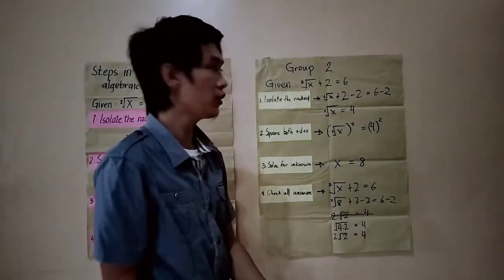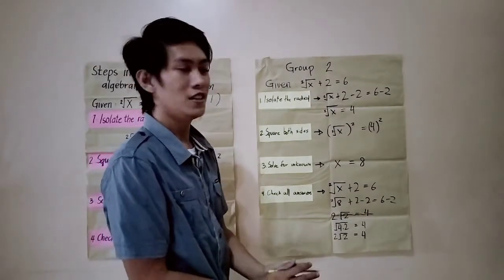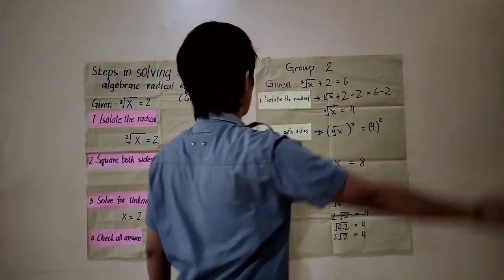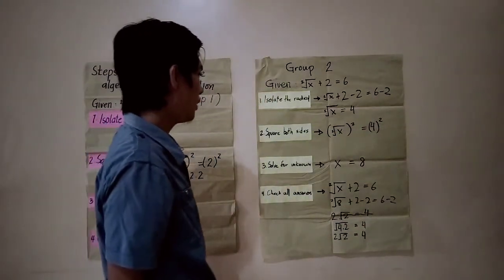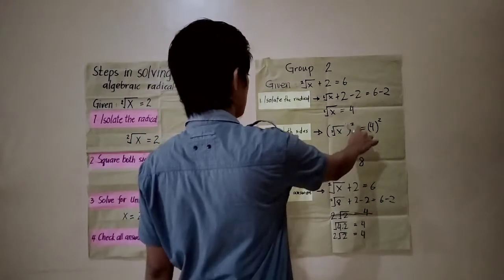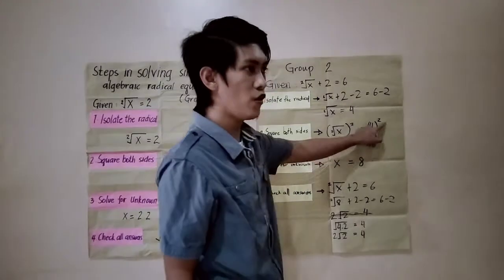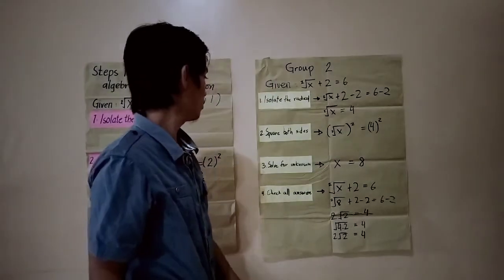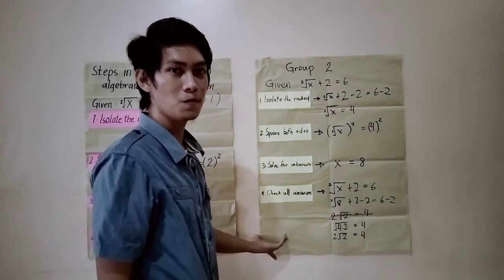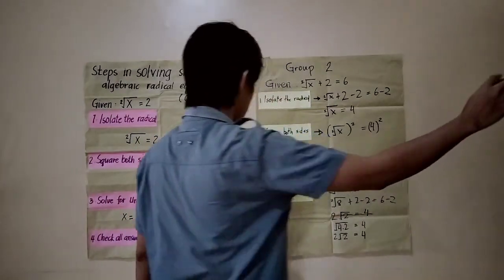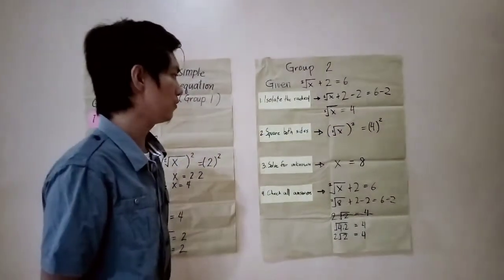Were they able to isolate the radical? Yes. So their step 1 is correct. So step 2, square both sides. So square root of x squared equals 4 squared. Were they able to square both sides? Yes, they were able. So step 2 is correct. So solve for the unknown.